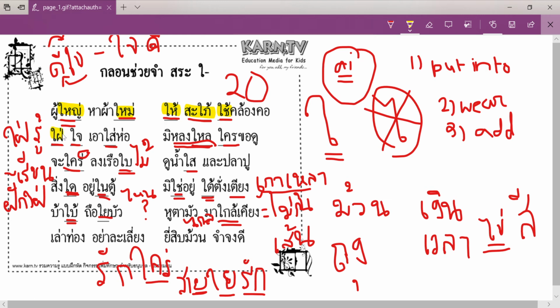ใฝ่ means you're eager to do something, you decide to do something. ใจ is a heart, หัวใจ. And ใส่ is to add, to wear, to put into. Okay, หลงไหล means that you are so passionate about something.